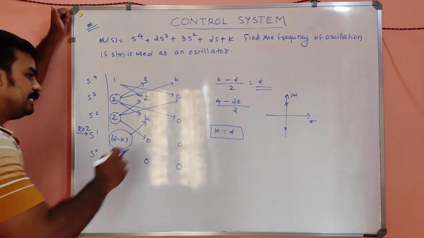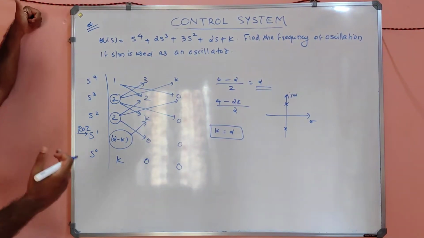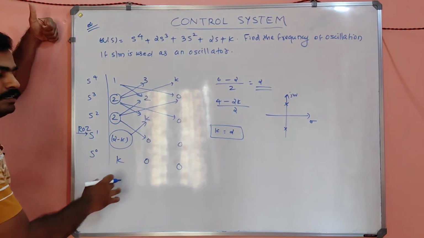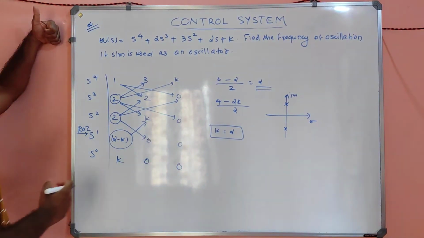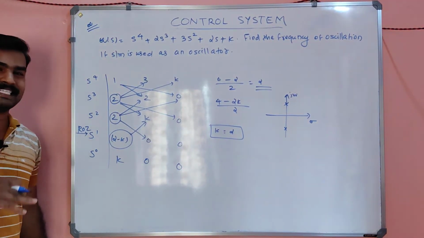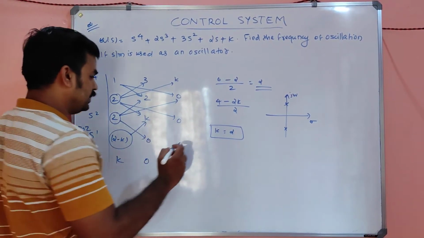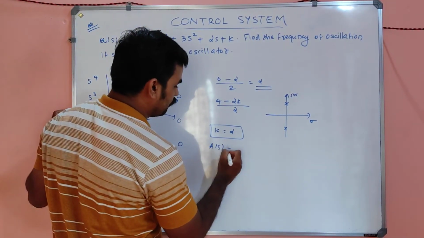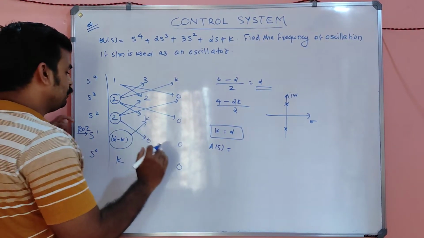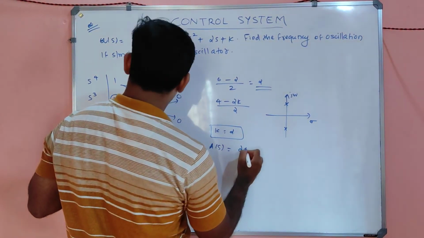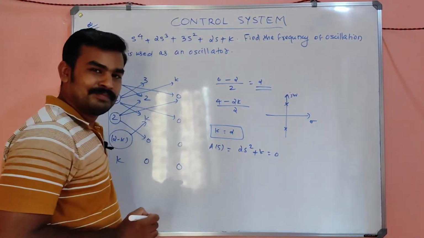Is it clear, my dear? If this is 0, this 0, this 0, what do we normally do for finding the remaining section? How can we proceed then? We already discussed, just make the auxiliary equation. So what is that? A of s is nothing but, just the row above, which is 2s square plus k equal to 0.